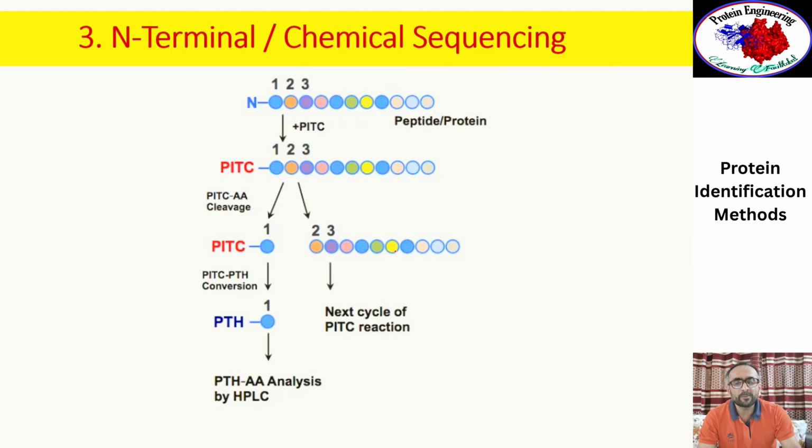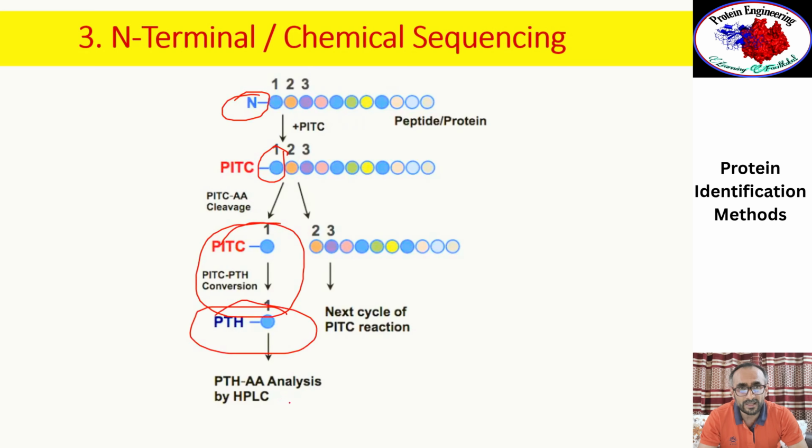The third method is a chemical sequencing method, also known as Edman degradation method, where Edman's reagent, which is PITC, is used to react with the N-terminal of the protein, and it cleaves amino acids one after another. These cleaved amino acids, which are basically PTH, phenylthiohydantoin derivatives of amino acids, are identified using HPLC. So one by one amino acids are cleaved and identified, and thus the amino acid sequence of a protein is deduced. This also we have discussed in an earlier lecture in great detail.